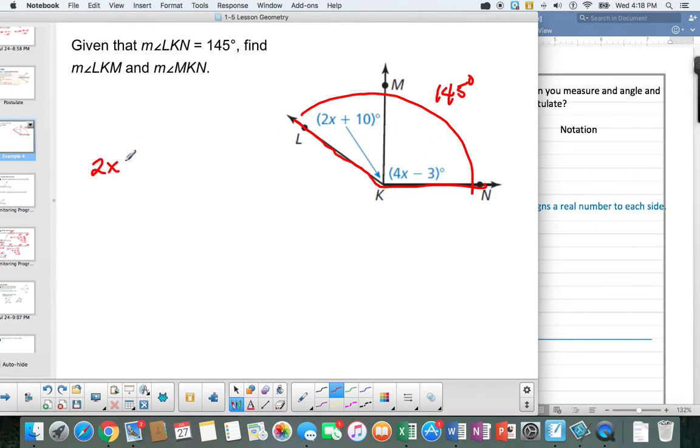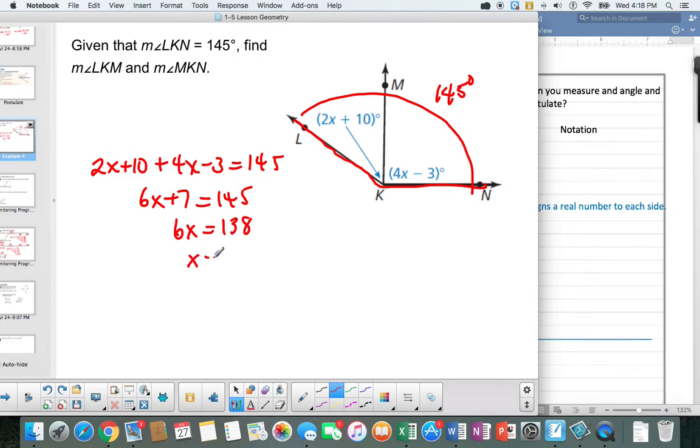So it's an opportunity to use some algebra skills. We're going to add up the x's. That's 6x. Add up the numbers. That's plus 7 equals 145. 6x will be equal to 138. So x is equal to 13. Now we're going to put 13 into here so that the measure of angle LKM is equal to 2 times 13 plus 10, which is 36 degrees.